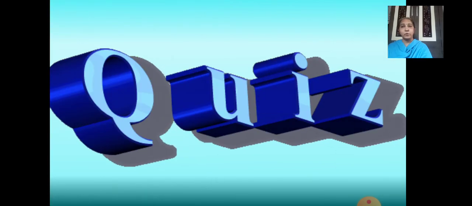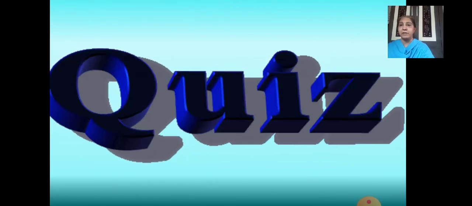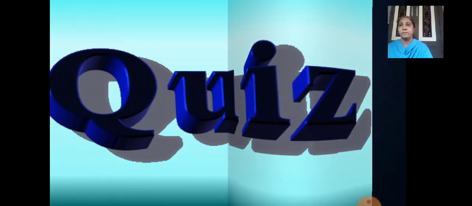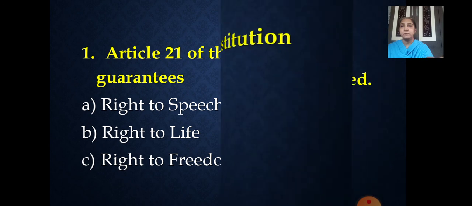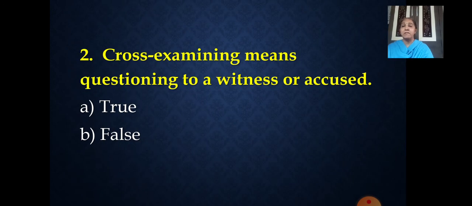Now it's quiz time for you all, children. Come on, be ready for it. Article 21 of the Constitution guarantees right to speech, right to life or right to freedom? It is the right to life. Cross-examining means questioning a witness or accused. Is it right? True or false? Yes, cross-examining means asking questions, right? True.